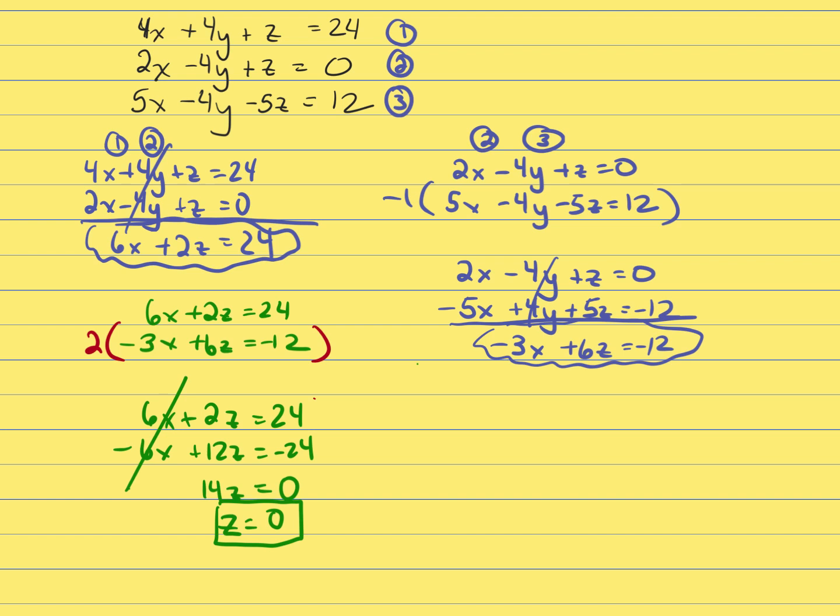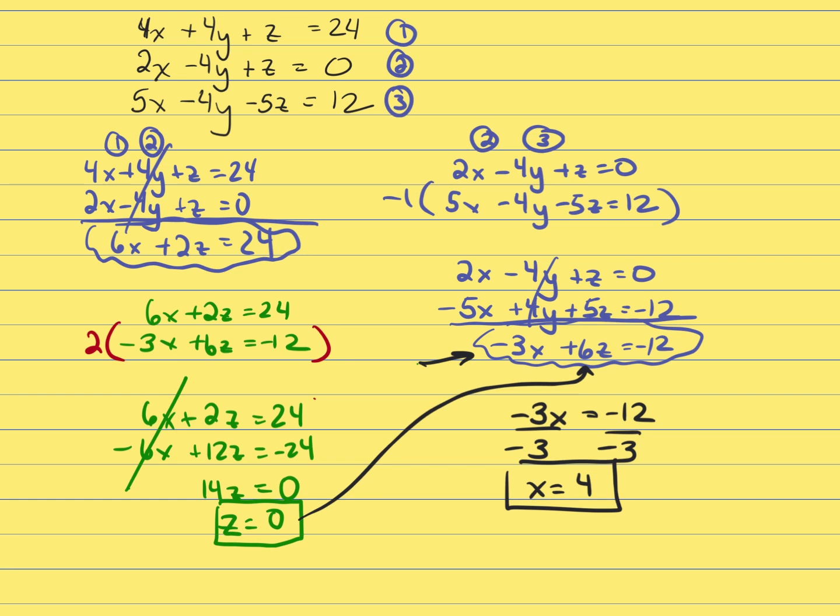So now I just have to find x and y. So we'll just back plug it in from now. I'm going to take one of these 2 equations I have. Like this equation has x and z in it. So I'm just going to put in 0 for z. So I get negative 3x plus 6 times 0, which is 0, equals negative 12. Divide by negative 3, so x is positive 4.